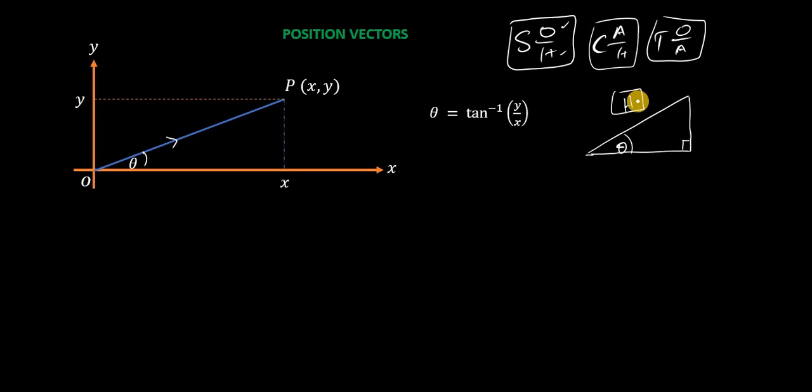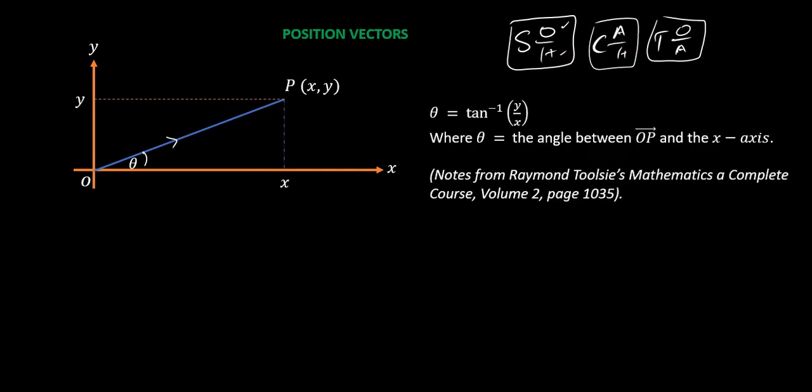But here we're not trying to find the length of side OP or vector OP. What we're trying to do is find the angle the vector OP makes with the x-axis. All we need is the length of any 2 sides, and then we'll decide which ratio we're going to use. As I mentioned before, this is a formula, and theta represents the angle that the vector makes with the x-axis. All this information is taken from Raymond's Mathematics, a Complete Course, Volume 2, page 1035. You can read that.